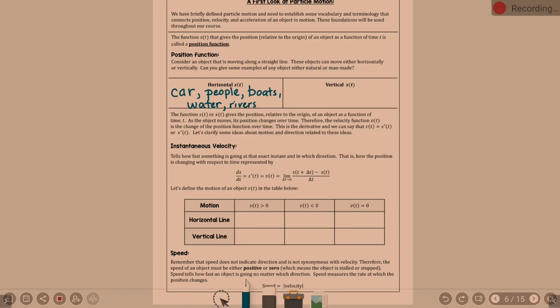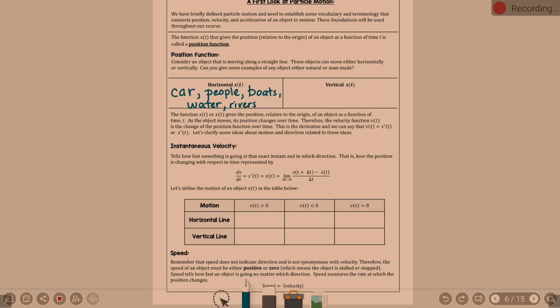Water is kind of a tricky one because it depends on what we mean in terms of water. Depends what way the pipes are facing. Fair enough. But just in general on its own. Okay, so horizontal, the big thing, the cars, the people, that type of stuff.